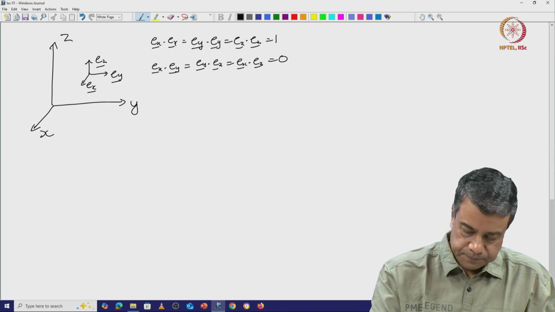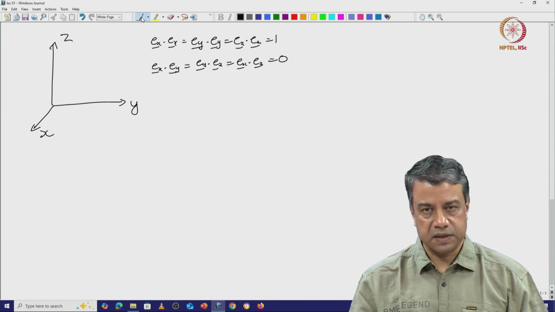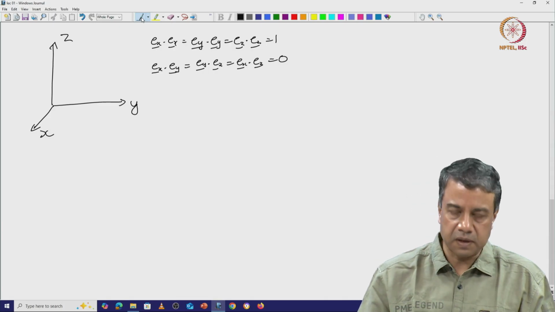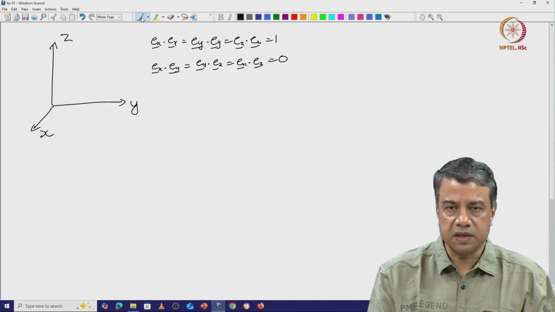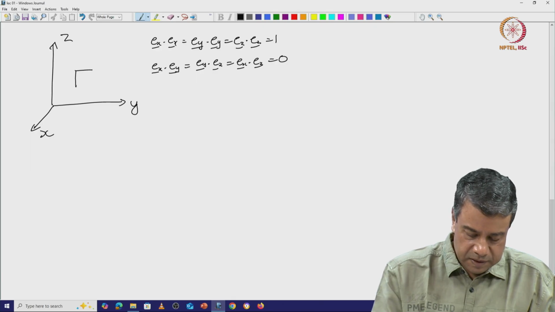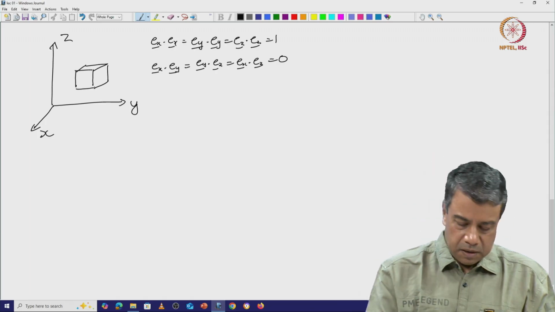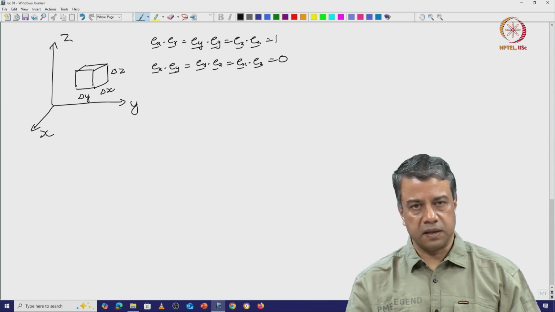Okay, so we take a differential volume whose surfaces are surfaces of constant coordinate. A surface of constant coordinate implies that the coordinate is not changing along that surface. So, we will have a differential volume with 6 surfaces, of length delta y in the y direction, delta x in the x direction, delta z in the z direction.